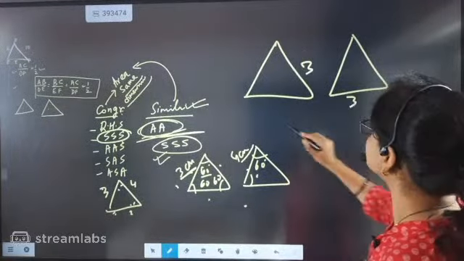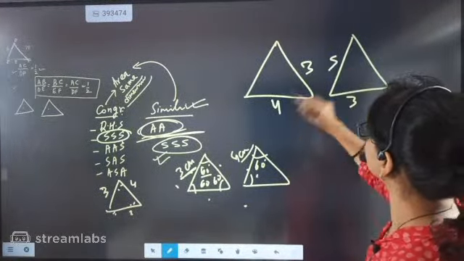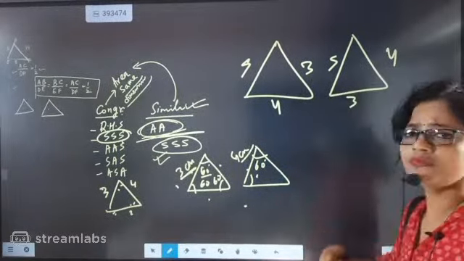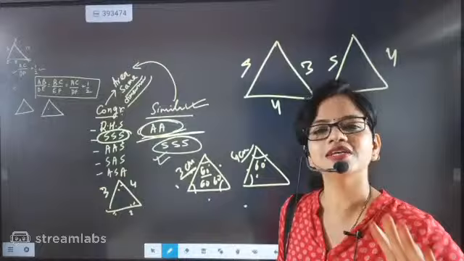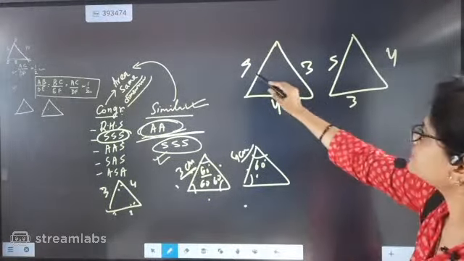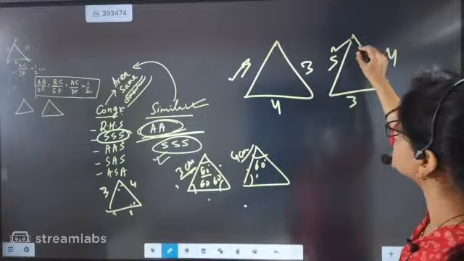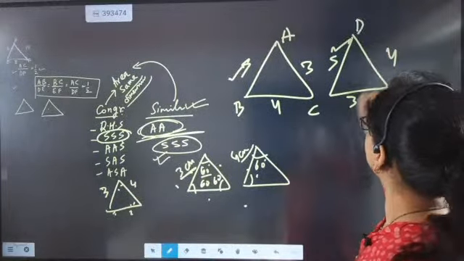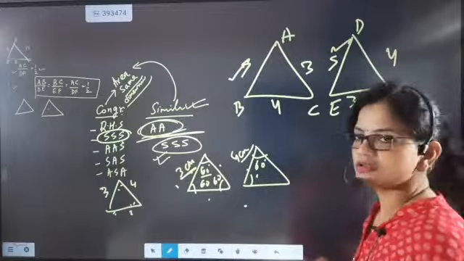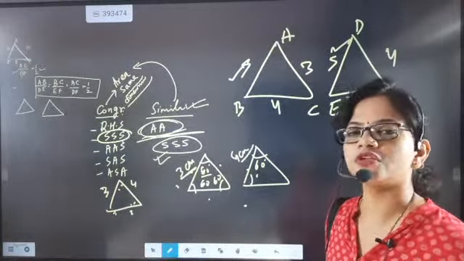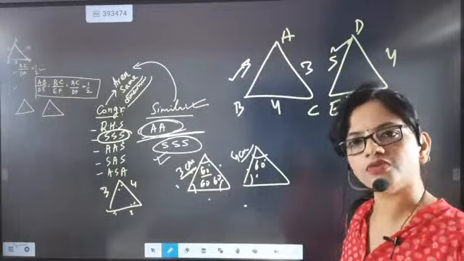This is 3, this is 3, this is 4, this is 5, and this is 4, and this is 5. Now specifically these two triangles are congruent, so this side will be proportional to this side. If this is A, B, C, D, E, F, the first time you listen to this you will be confused, but I will take out your confusion one by one.